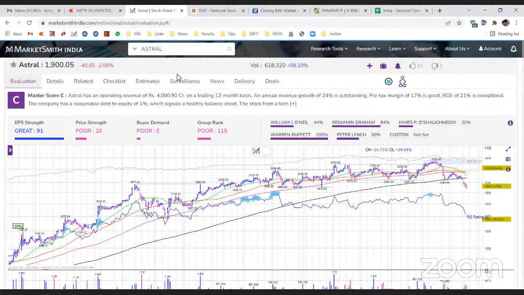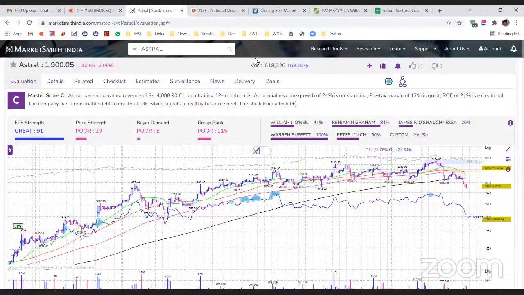Again, what Mayuresh was talking about, most of the stocks, or greater than 50% of the stocks, are below the 200 DMA. Astral, again, a good story. Numbers were decent for Q3 FY22. Our team attended the con call as well. But looking at the technical strength of the stock, price strength of 20, buyer demand of E, and the stock not just around the 200 DMA, but well below the 200 DMA, clearly shows that the stock is not having that technical strength at the moment.